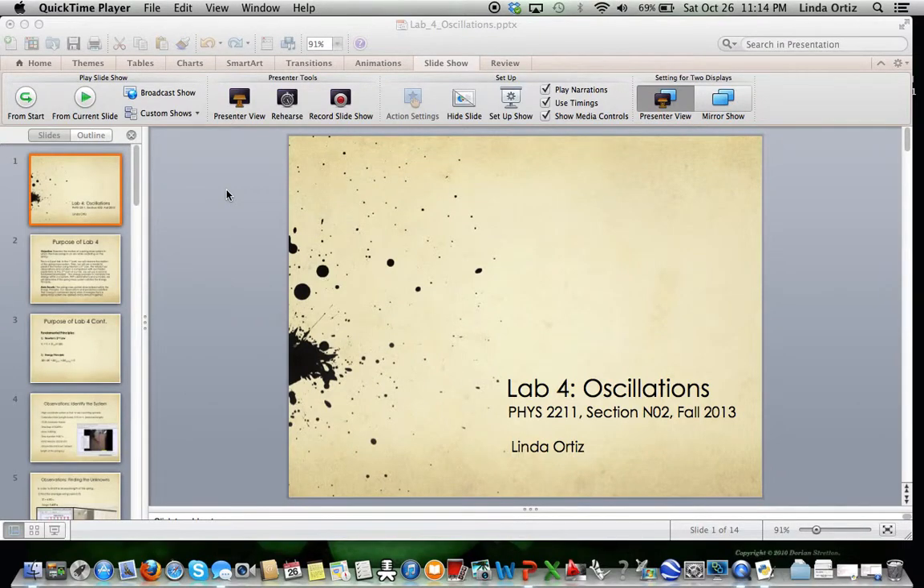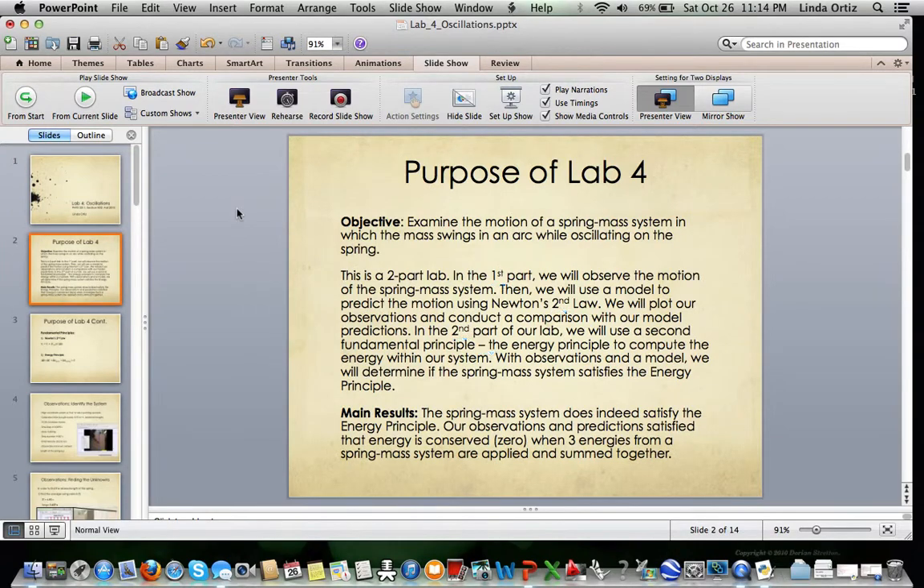Hi, my name is Linda Ortiz, and this is Lab 4 on oscillations. The objective of Lab 4 is to examine the motion of a spring mass system in which the mass swings in an arc while oscillating on the spring. This is a two-part lab, where in the first part we will observe the motion of the spring mass system.